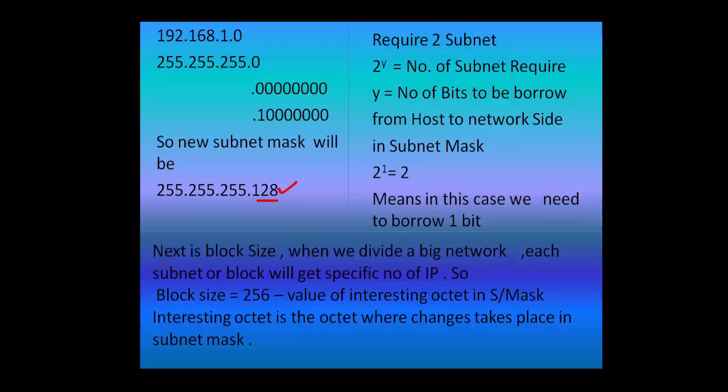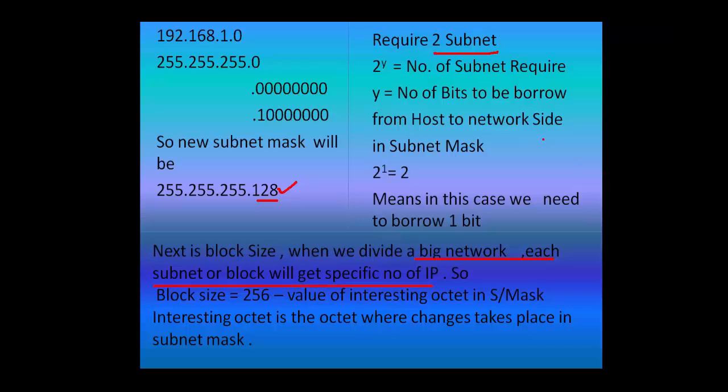So next is block size. What will be the block size of two subnets? In subnetting, when we divide a big network into small subnets, each subnet or block will get a specific number of IPs.